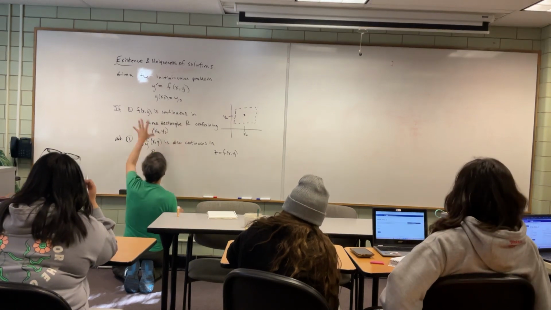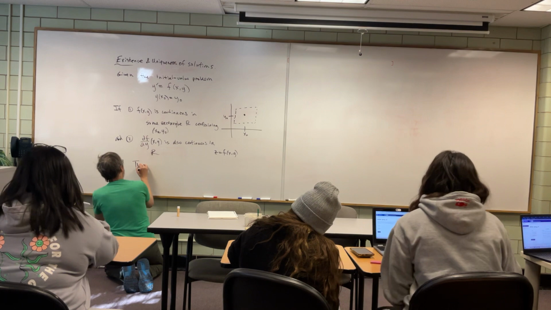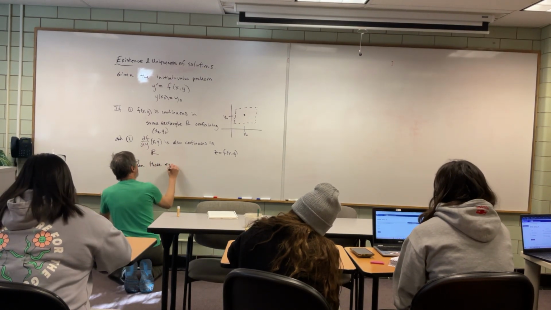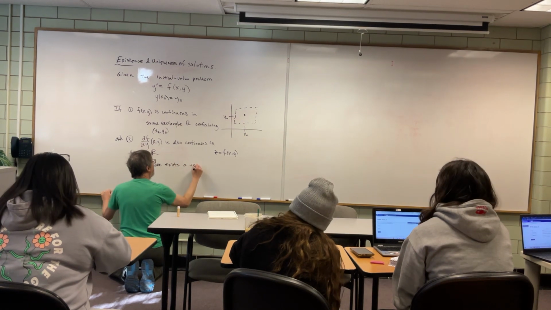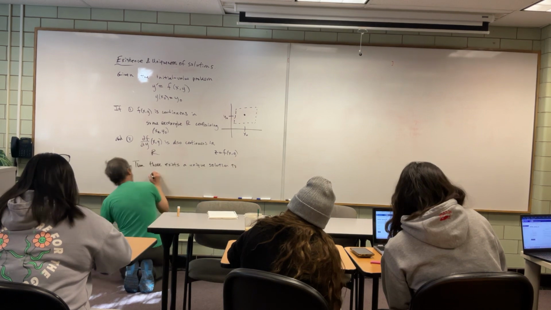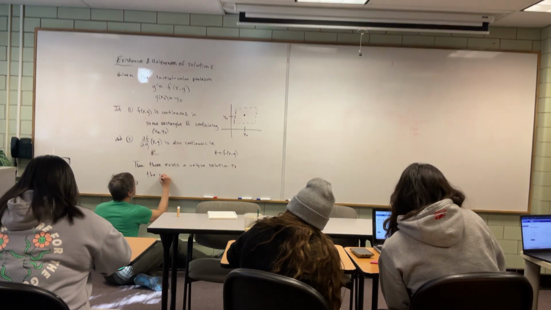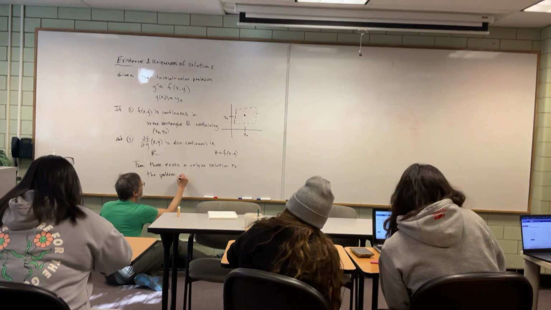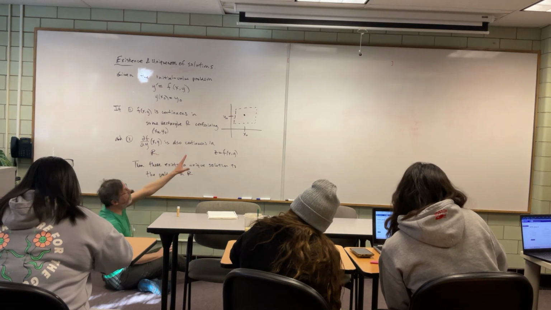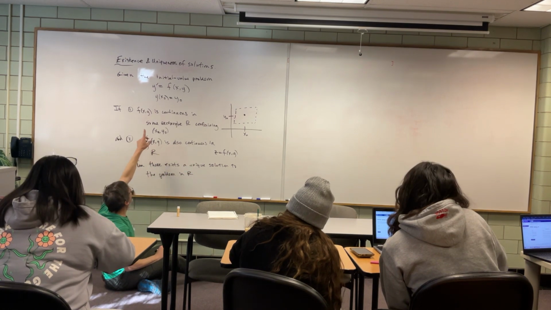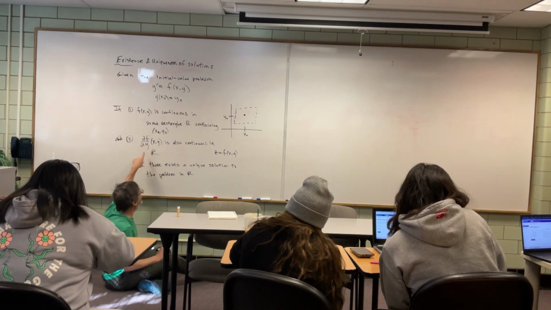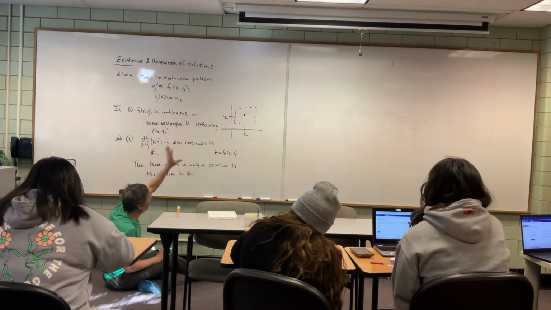So if these two things hold true, then there exists a unique solution to the problem in R. We don't know what happens outside of R, but if we can find this rectangle where f is continuous, and its first partial with respect to y only is continuous, then the solution will exist and be unique in there.